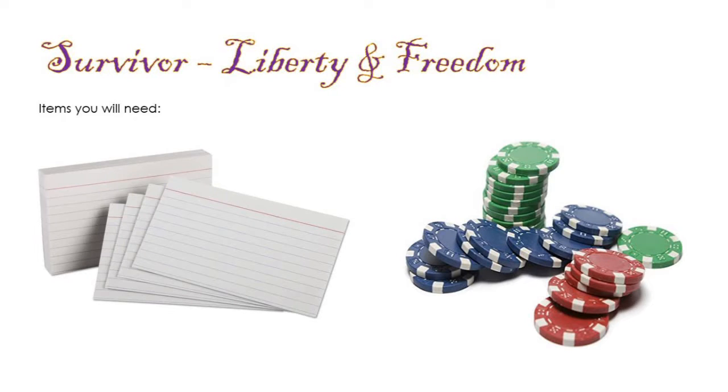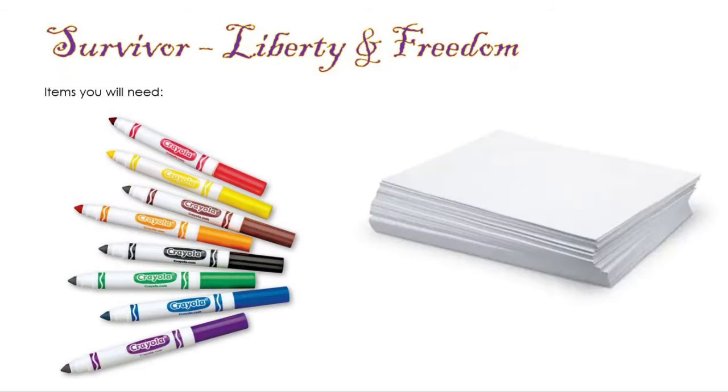Now, for this lesson, you're going to need a few things. You're going to need blank index cards, tokens or poker chips, markers, and blank paper. On one side of the blank index cards, mark a number from 1 to 27, a number on each of the cards. Now, this will match the amendments we have in the Bill of Rights, and we'll get to that in a minute.